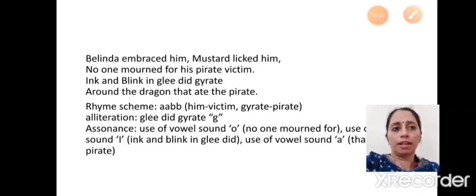The rhyme scheme again is AABB. Alliteration: ink and blink in glee did guide it. The sound of G. Assonance, the use of vowel sound. In between I have done it for you students. Look at this line: no one mourned for his pirate victim. So the sound of O. Ink and blink in glee did. So again, I.